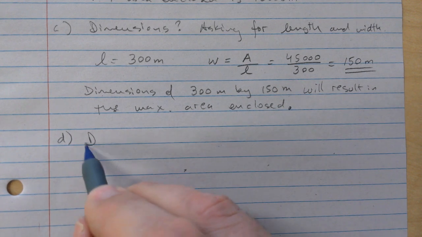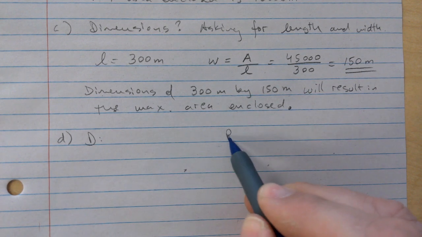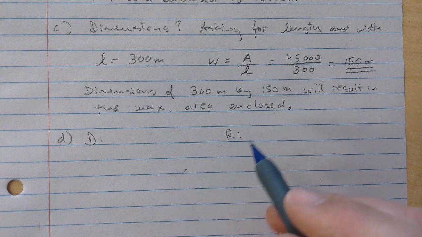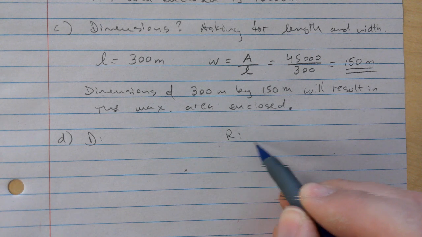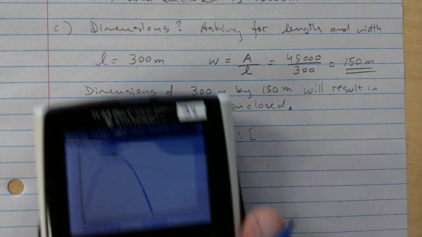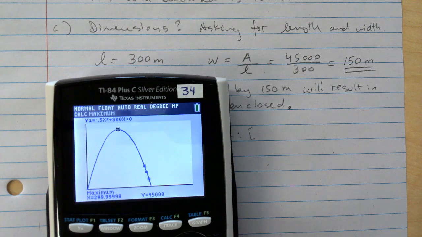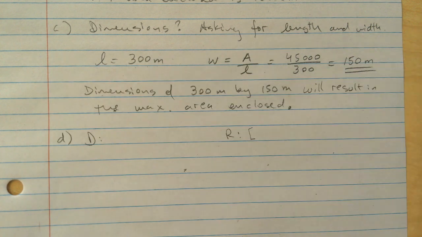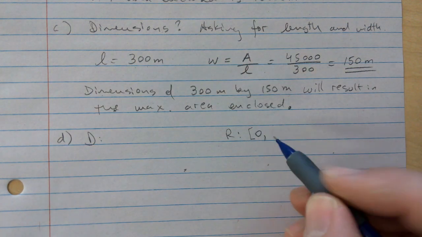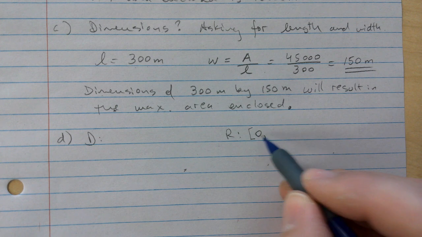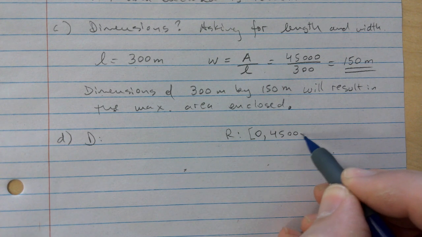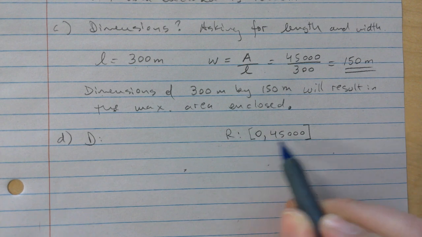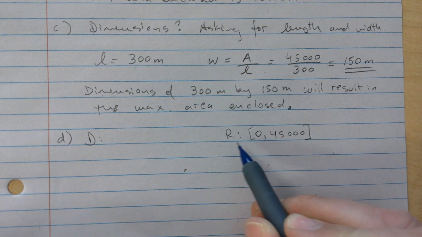D, what's the domain and range? Range I can go ahead and answer already because it's the lowest point. If you look at the graph, the lowest point is 0, an area of 0, and then the highest point is given by the y value of the vertex. So the smallest area you can have is 0, and the largest area you can have is 45,000, because we're talking about the area.